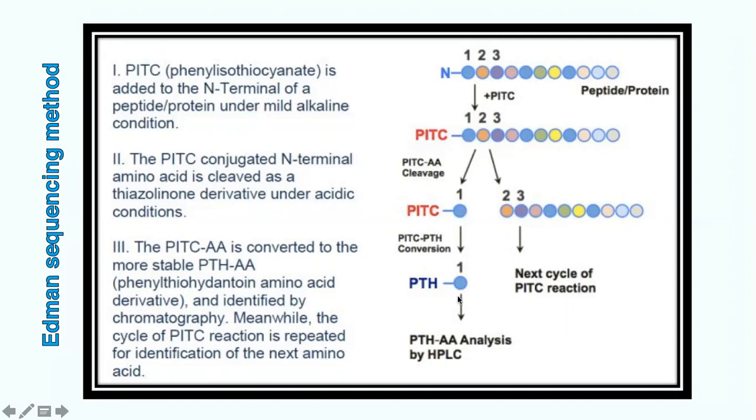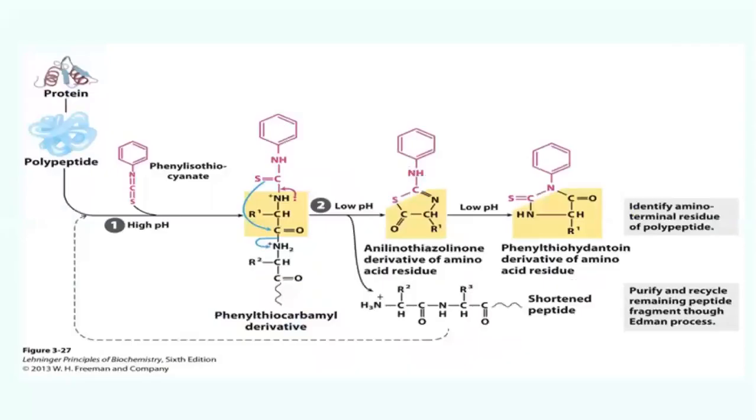So the first one that has been converted will now get converted to a stable PTH amino acid derivative, which we call phenyl thiohydantoin amino acid derivative, which is now fed to the chromatography to identify which amino acid it is. Okay, so this is the Edman sequencing method. So this is again the same thing that has been shown here, and you can see what kind of reactions are taking place and which all bonds are getting affected out of this.